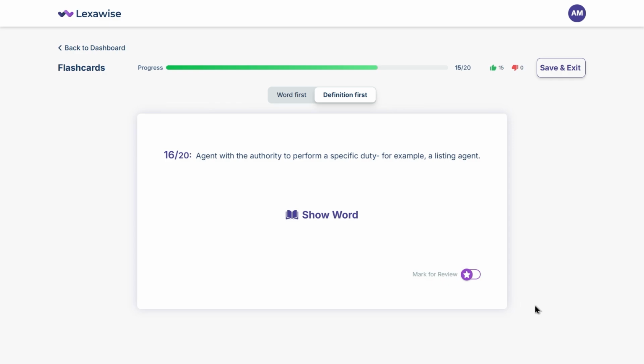Agent with the authority to perform a specific duty, for example, a listing agent. What do you call an agent with limited specific authority? The term is special agent.